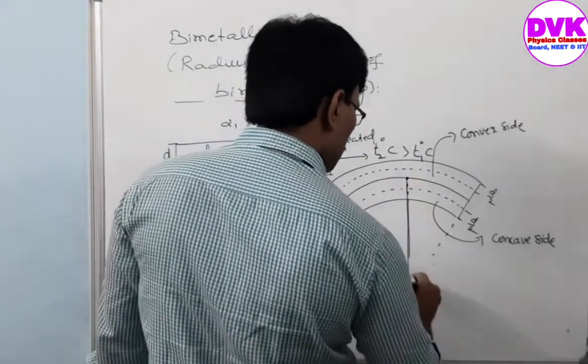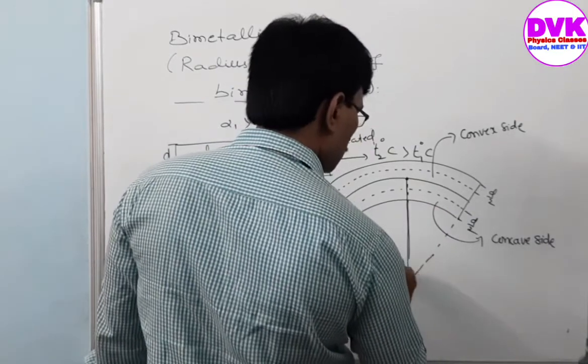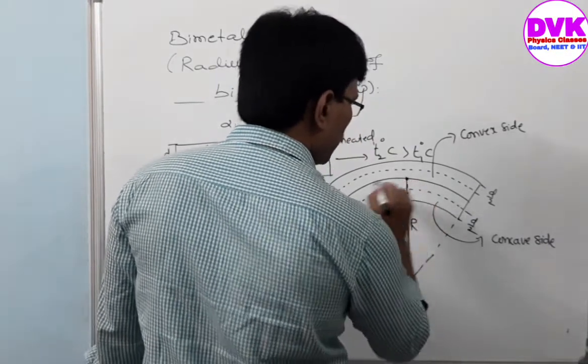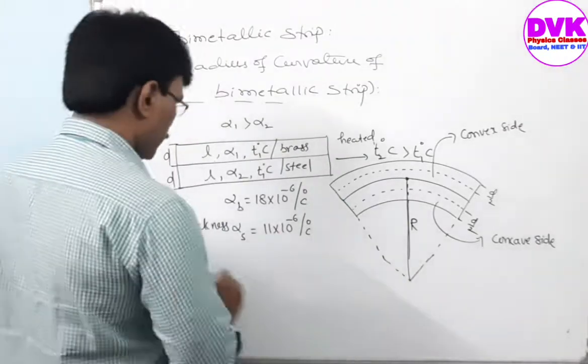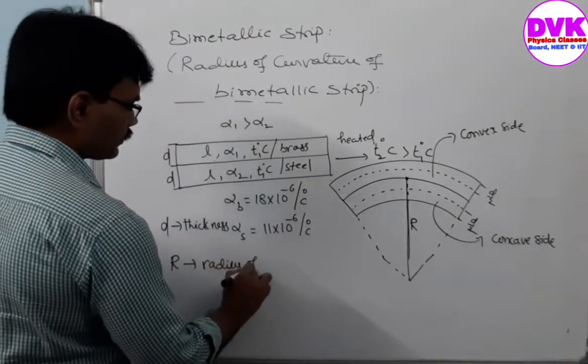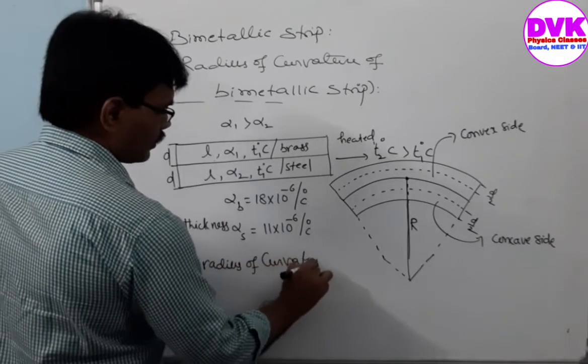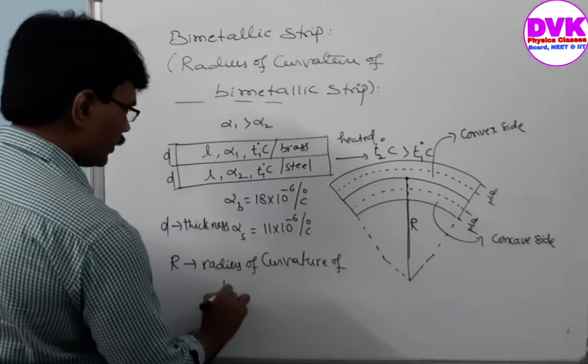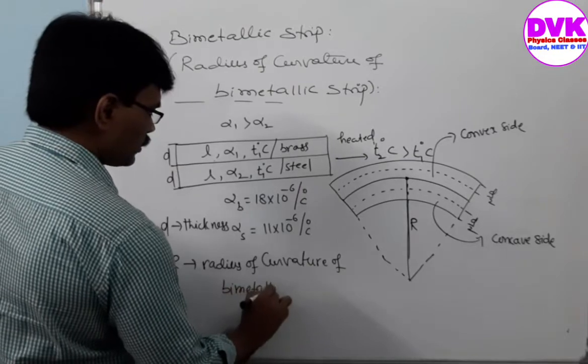So this is the bimetallic strip. R is the radius of curvature of this bimetallic strip. So here R is the radius of curvature of the bimetallic strip.